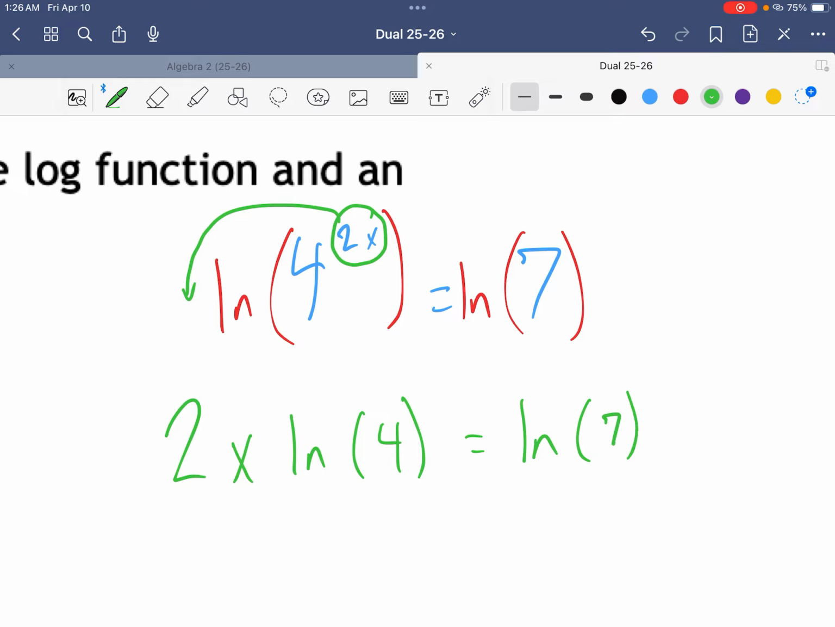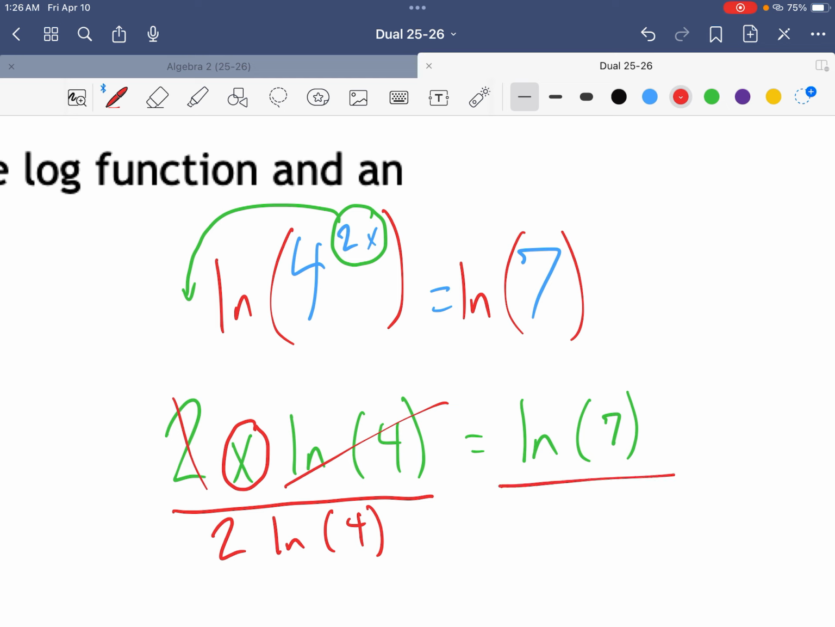There we go. And then again, I would like to keep the x by itself. So what happens? Divide the 2 and the ln of 4. And that's the exact answer. And then you plug it into Desmos and it'll give you the approximate answer, right? Rounding to 4 decimal places.